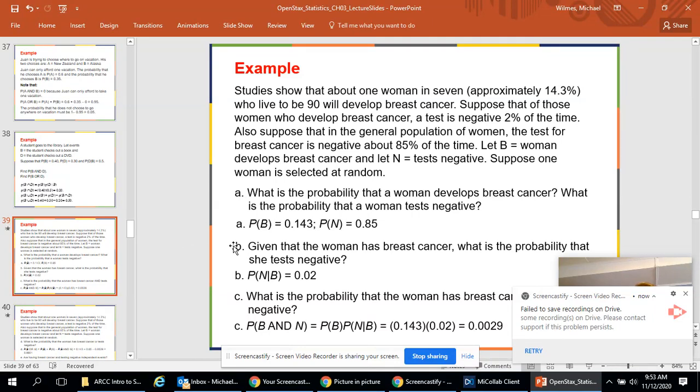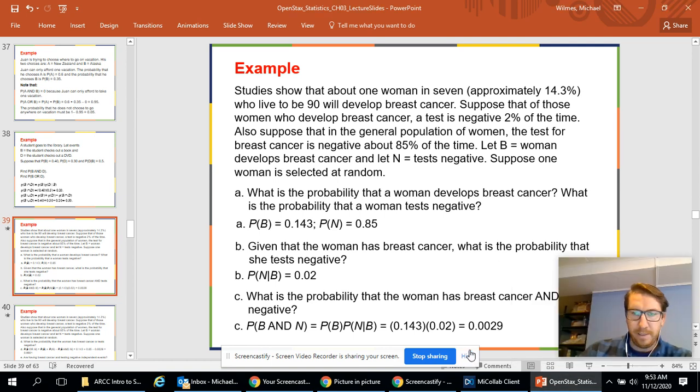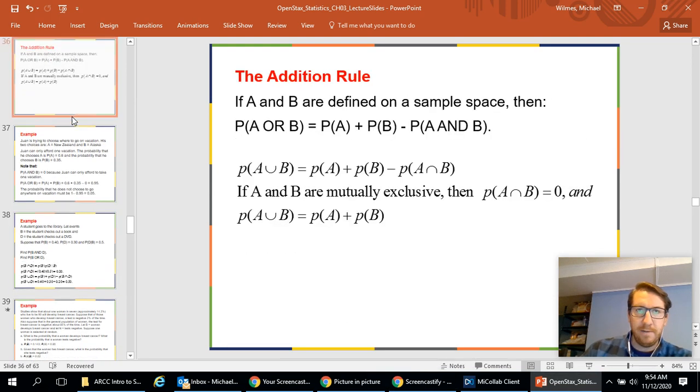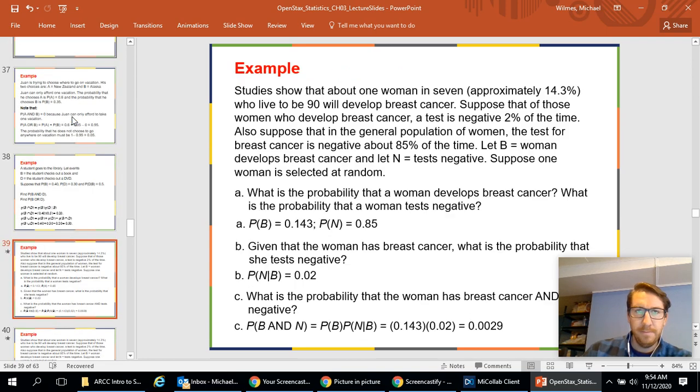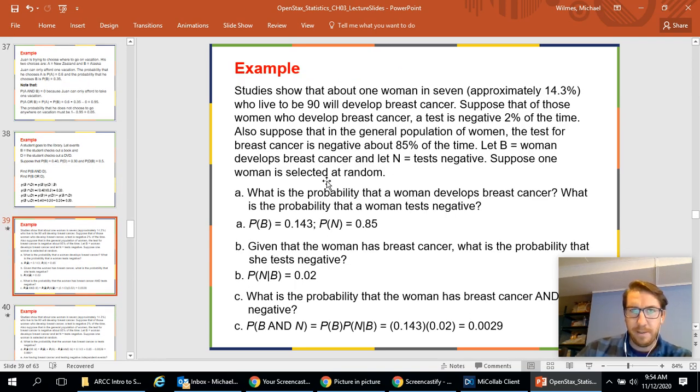Hey everybody, in this example we're going to be looking at Example 3.18 on pages 191 and 192. For this one, we're going to be using our two rules that we've been working on for probability, the multiplication rule and the addition rule. Here we go, a little bit of a longer one.